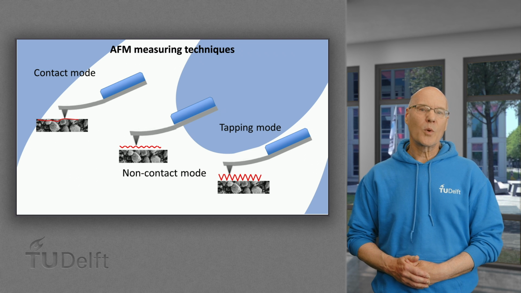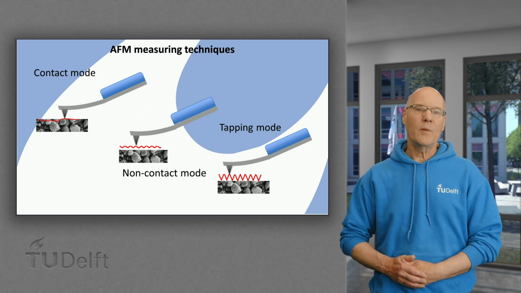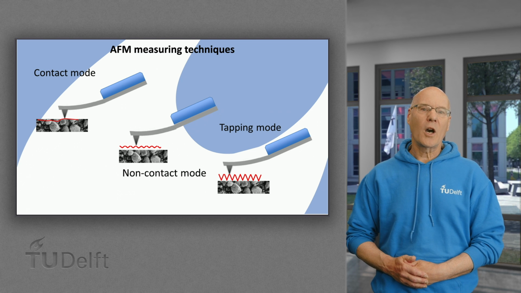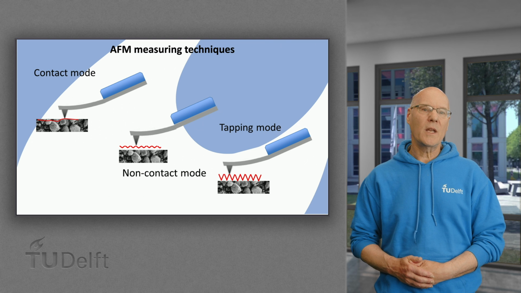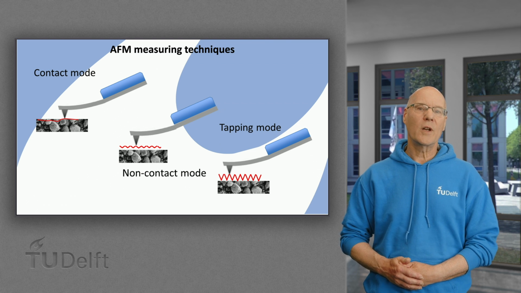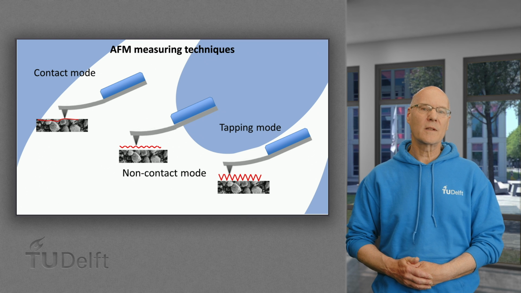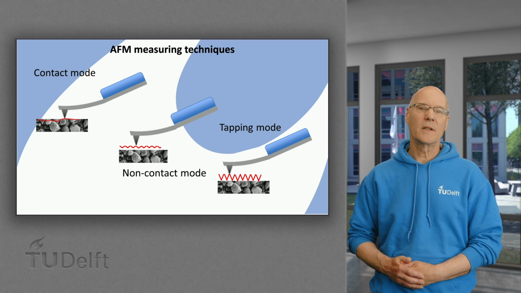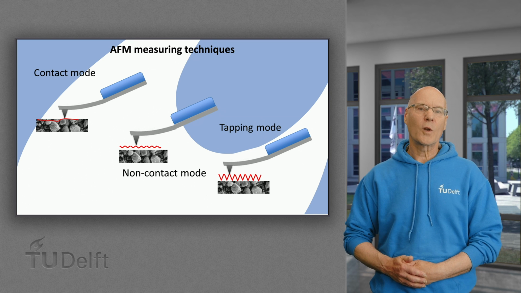This often gives a blurred signal, and therefore the tap mode is being used, where only gentle contact is being made locally at a certain frequency while moving the tip over the surface. This method is therefore very often used. This then leads to the following images.